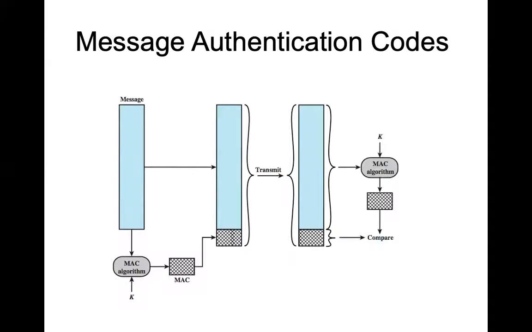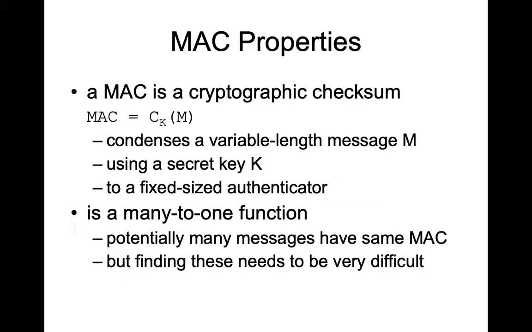And so it is important to keep in mind that even though MAC is useful, it is not really providing you the full power of digital signatures. Okay, so it is nothing but a cryptographic checksum, right? So it condenses some sort of a variable length message, which is the whole plain text, into a fixed size block, right? It's using a secret key K, and it's a many to one function, right?